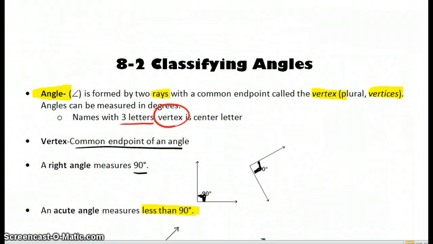This is the end of Section 8-2, Classifying Angles.